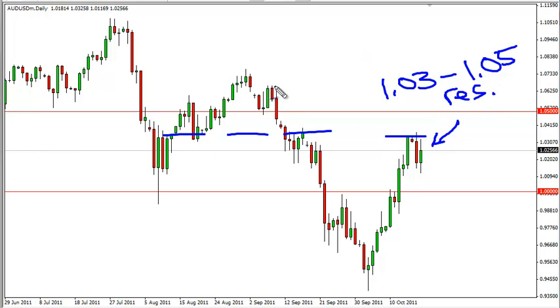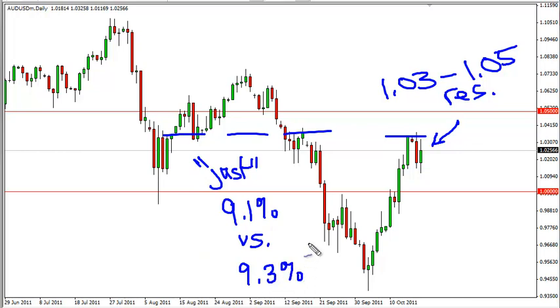Originally, we had sold off as the Chinese GDP numbers came in at just, and I'm saying just in quotation marks, 9.1% versus an expected 9.3. This shows a little bit of a slowing in China, and Australia does supply China with much of its raw materials, so of course this affects the Aussie dollar.